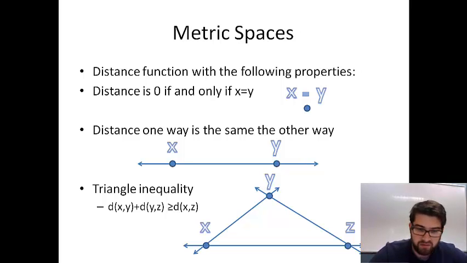So the distance from x to y and y to z always has to be greater than or equal to the distance from x to z. And these are three things that we just have to assume for metric spaces. These are the three properties that we can use. So let me show you an example.